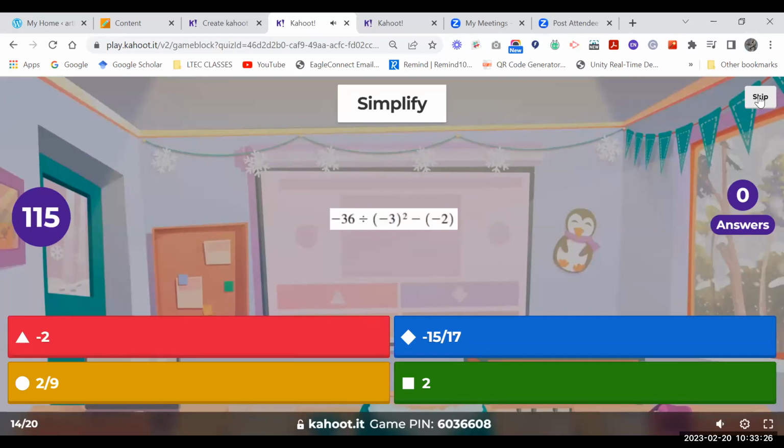Negative 36 divided by negative 3 to the power 2 minus negative 2.